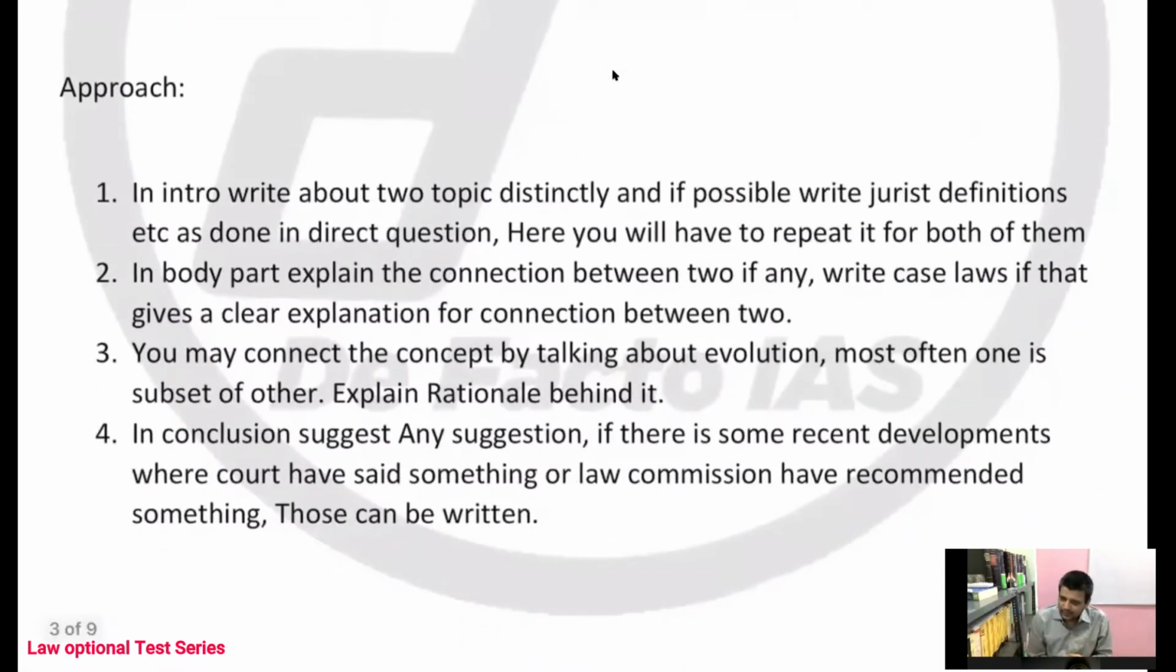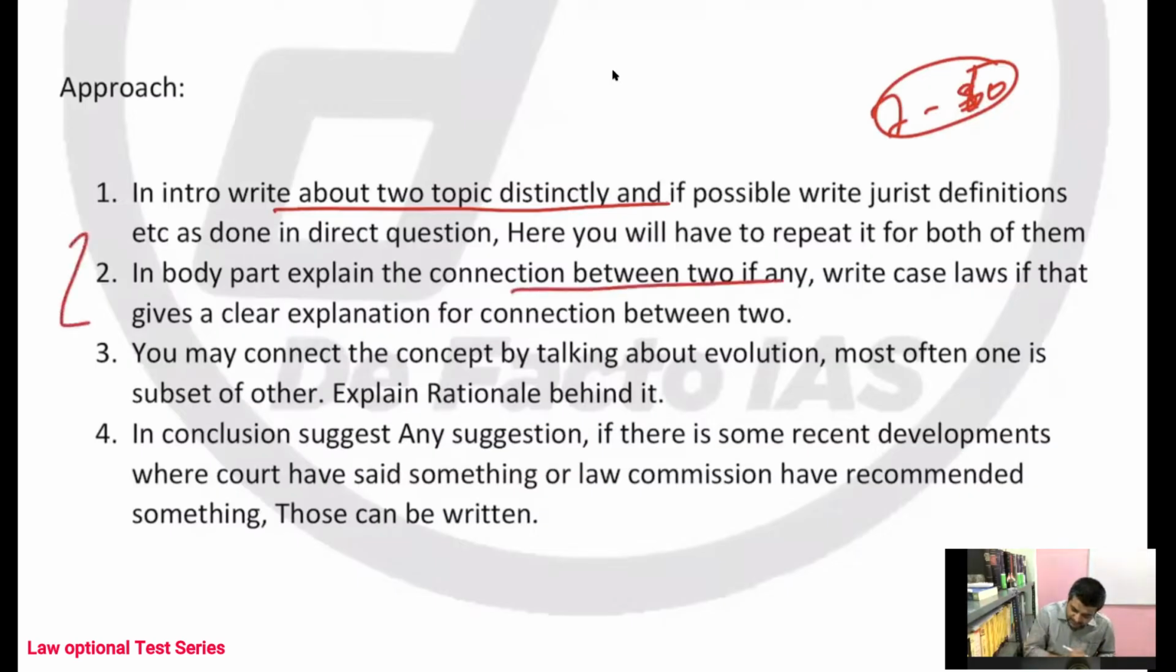So, I have given here 4 guidelines. First, what you do is the same thing that you have done in the beginning for a direct question: explain both topics separately. Out of, suppose, 7 to 10 lines, you give 5 to 6 lines to the first topic and 5 to 6 lines to the second topic. Generally write a statutory definition or a jurist's opinion, just very simple. Then in the body part, explain the connection between the two, and specifically use case law to come up with that connection.